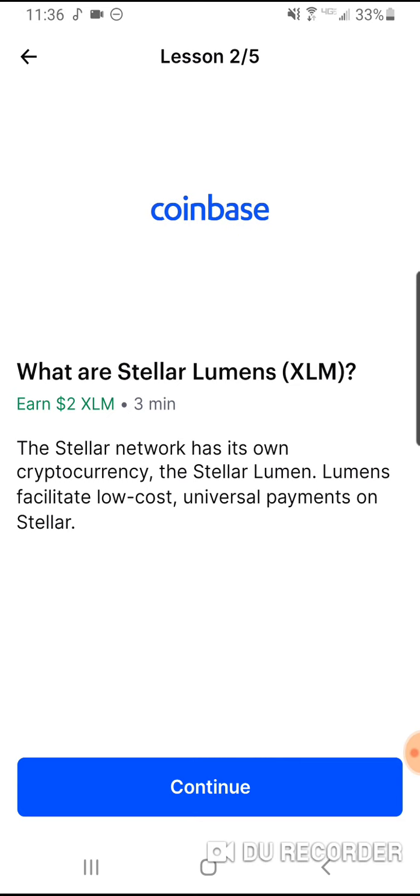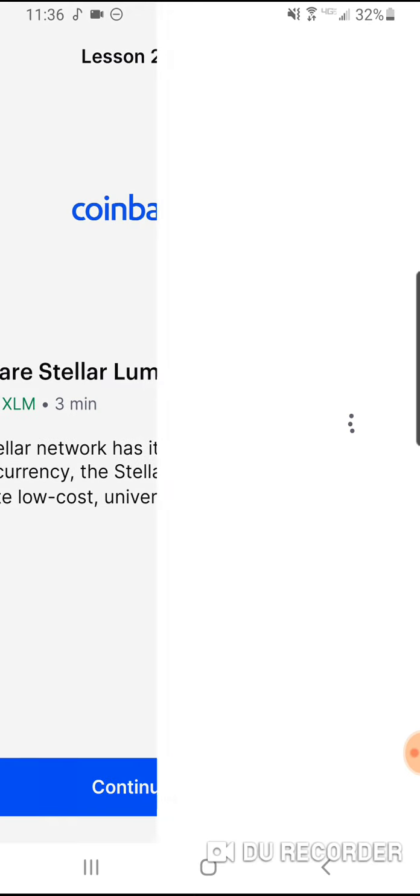Okay, so this is more for audio and visual learners, because they have a graphic to show you what they are talking about, but also you have to listen. So let's continue with our quiz.